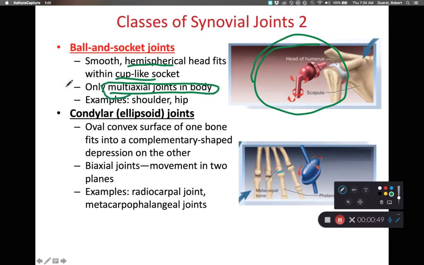As we look at ball and socket joints, there's trade-offs here. We have the most degrees of freedom, we have the most movement, and we also are going to have a lot of injuries associated with those degrees of movement.